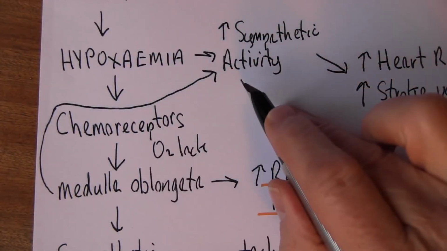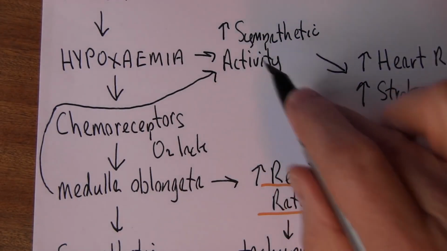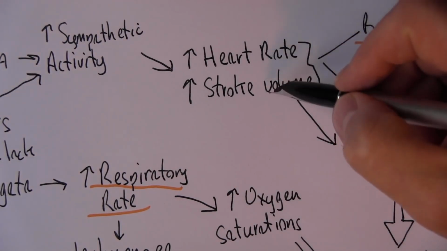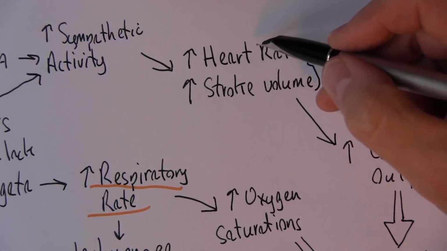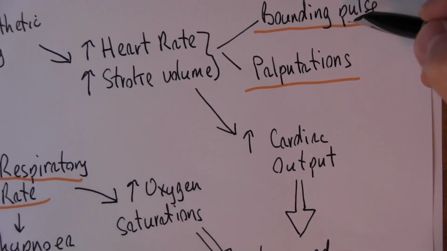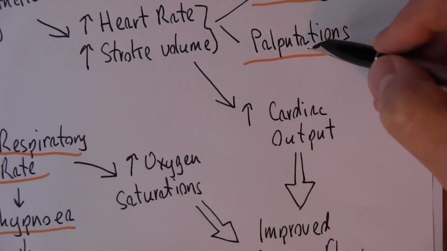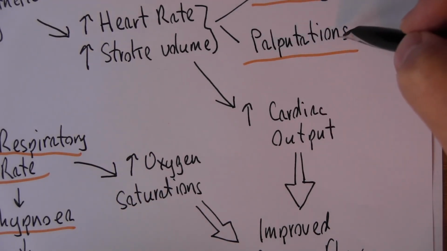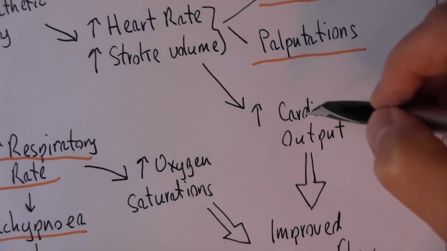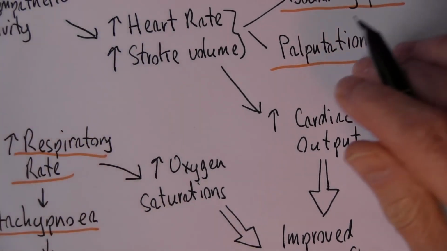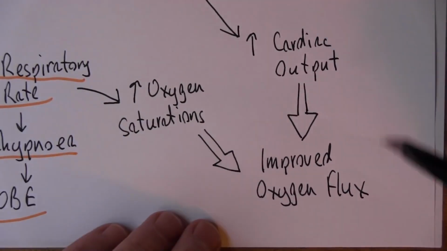So the medulla oblongata is increasing the sympathetic outflow. The increased sympathetic outflow from the cardiac centre in the medulla oblongata is increasing heart rate and stroke volume. We can detect that by a bounding pulse. The patient can feel the increased stroke volume, can feel the increased heart rate, these unpleasant palpitations. But can you see their compensatory mechanisms because they're increasing cardiac output? If you increase cardiac output, you're increasing oxygen flux.